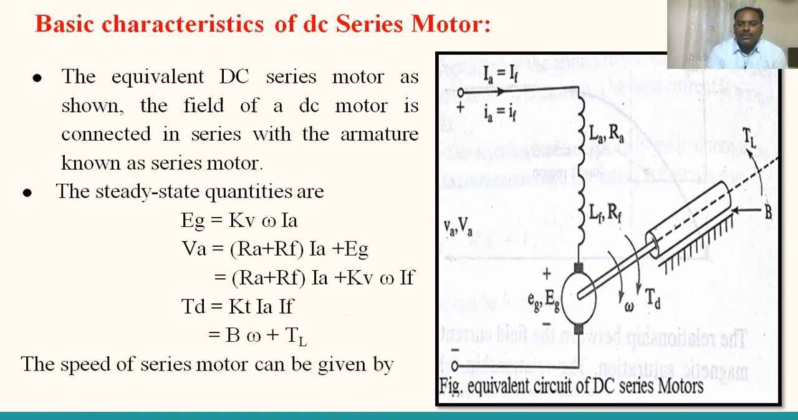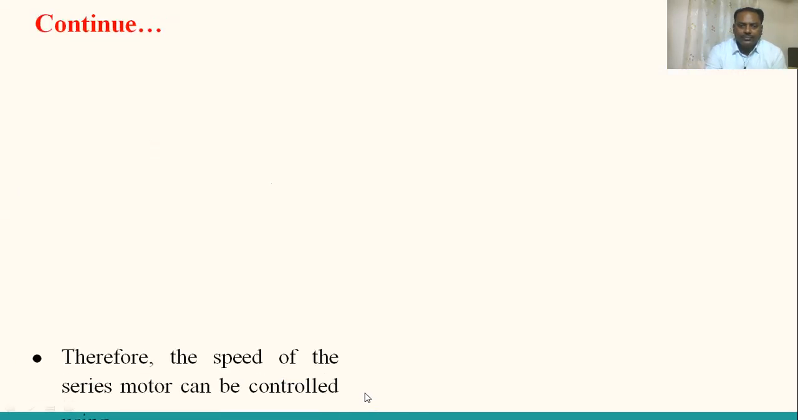So the speed of a series motor can be given as per the armature voltage equation. In this equation, we need omega, so to isolate omega, omega is equal to Va minus Ia into (Ra plus Rf) divided by Kv into Ia. So as per this equation, we can conclude that the speed of a DC series motor can be controlled in two manners. One is that the speed is directly proportional to the voltage across the armature. Another is that the speed is inversely proportional to the field current.